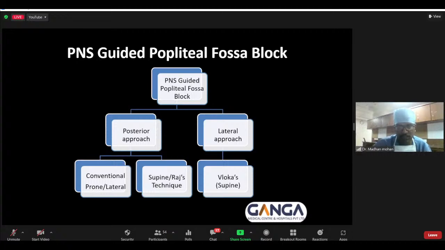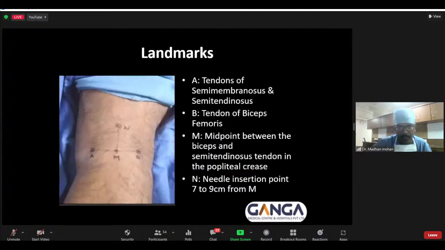The posterior approach is otherwise called the intertendinous approach. So the landmarks for the posterior approach are: this is the tendon of the semimembranosus and semitendinosus. You can even draw the tendon like this with a skin marker pen. Semimembranosus and semitendinosus, and then this is the tendon of biceps femoris on the lateral side. And this is the popliteal crease. You have to mark the popliteal crease. And this is the midpoint between the biceps and the semitendinosus tendon in the popliteal crease. And then this is the needle entry point. It is around 7 to 9 centimeters from this midpoint, and it also comes like the midpoint of this tendon.